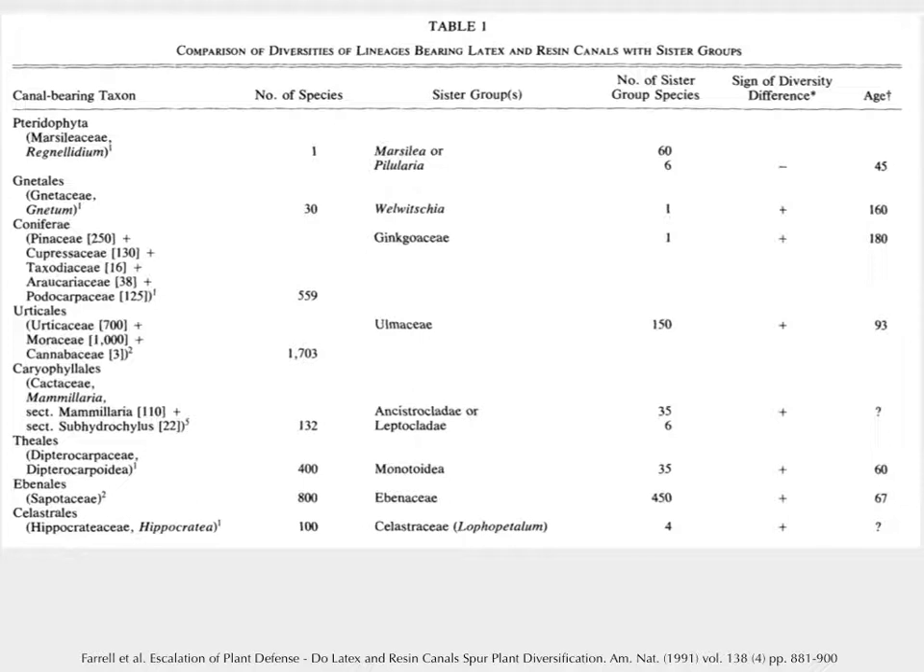That makes sense? Another way of doing these comparisons? Okay. And no, all they're doing is looking at the number of species, not the speciation rate or extinction rate. Okay, separately.